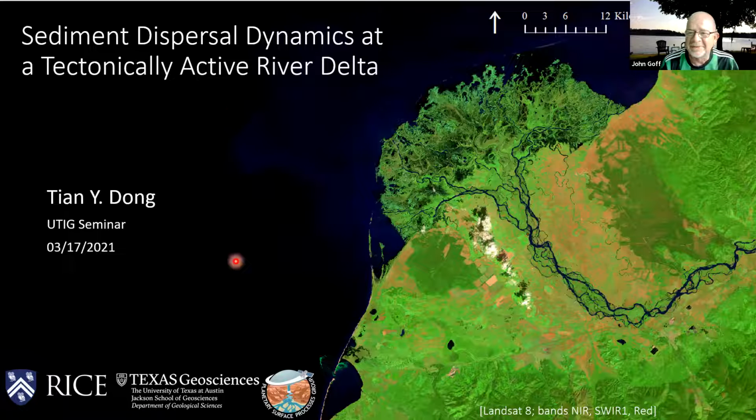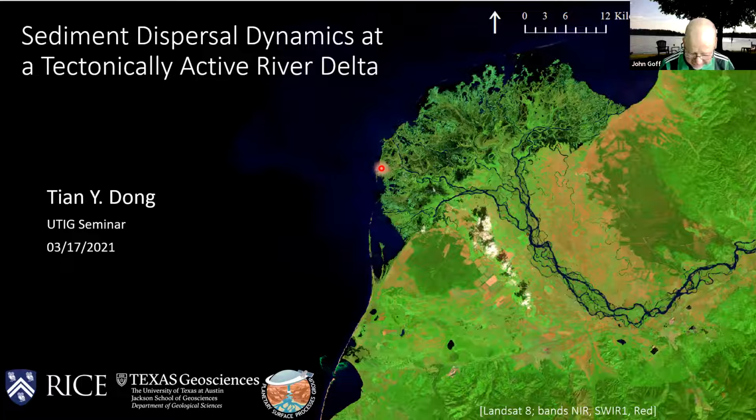I'm pleased to introduce Tian as one of our candidates for our research associate position. Tian got a Bachelor of Science here at the University of Texas in 2013. Then he did a master's in 2015 and a PhD in 2020 at Rice University with Jeff Nittrouer. He returned to his beloved university and is now a postdoc working with Tim Goudge.